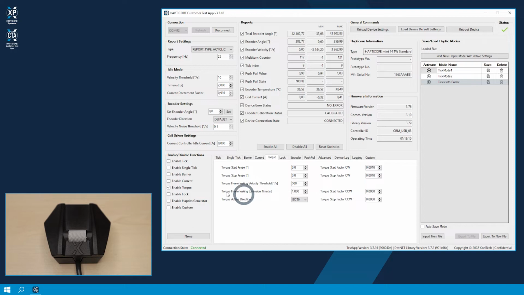If you switch to the current function and compare both of them side by side, you will notice that the available fields do not change at all. However, as explained at the beginning of the video, you should keep in mind that with the current function, we apply a fixed value to the coil, meaning no adaptive resistance at changed rotation speed, whereas with the torque function, we apply a factor to increase the current according to the speed for a more homogeneous haptic feedback.